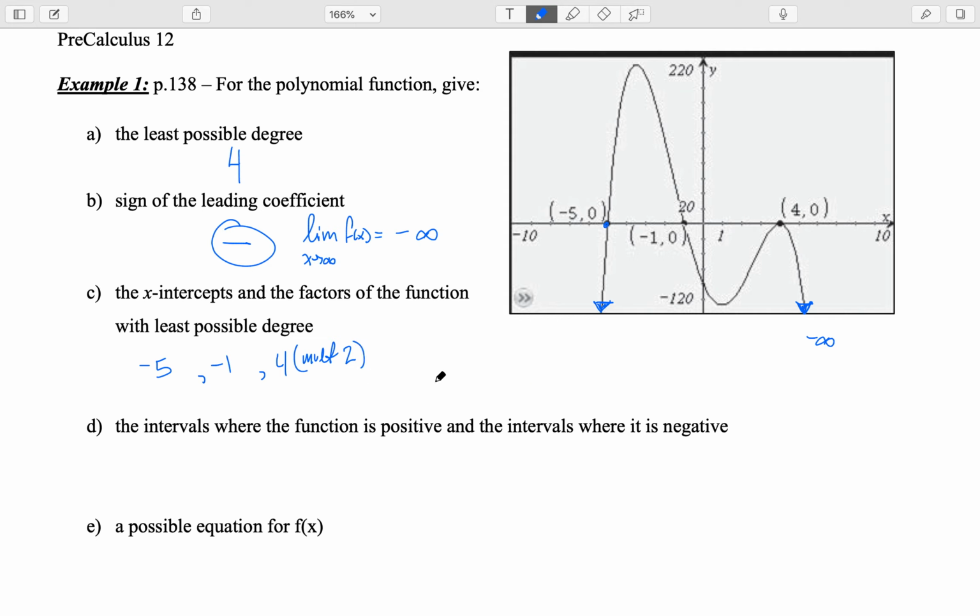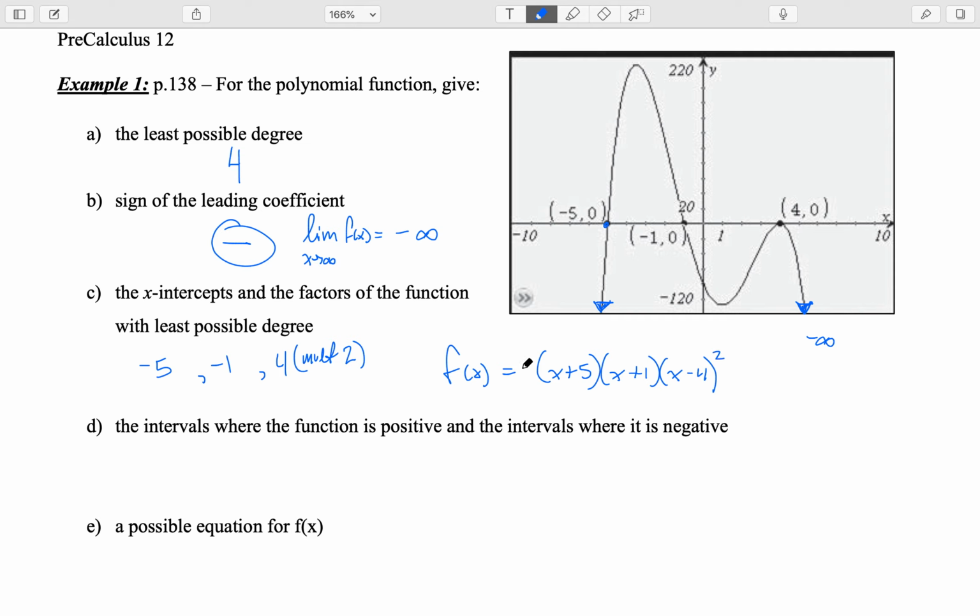So what are the factors? Well, this thing is probably going to be like this. So hang on. Let's get rid of that. My function is probably going to be x plus 5, x plus 1, and x minus 4. And the x minus 4 is squared because it's a double root.